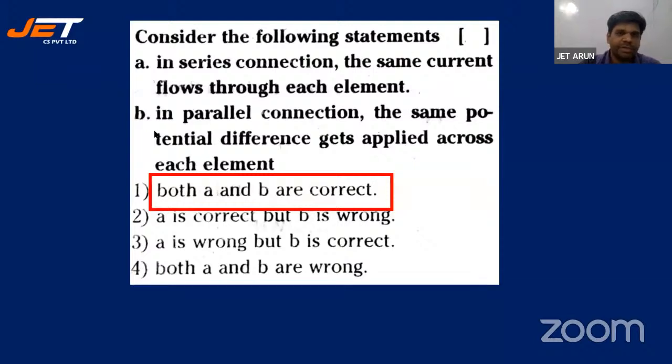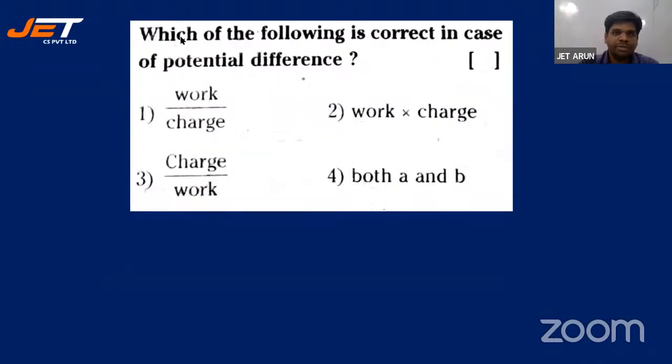Okay, let's go to the next one. Which of the following is correct in case of potential difference? Work per unit charge, work times charge, charge per unit work, both A and B. Okay, consistent response again. Not even one has gone wrong. Excellent students, beautifully excellent performances. I'll show the key. It's one. One is absolutely right, students.